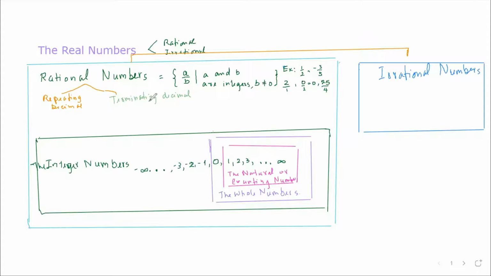So what is the meaning of repeating decimal? For example, I have 1/3. 1/3 is in fraction form, like a/b, right? But when we convert it to decimal, it becomes 0.333. We can write a dot, or write 0.3 with a bar on top. This is called a repeating decimal because it keeps repeating 0.3333 infinitely.